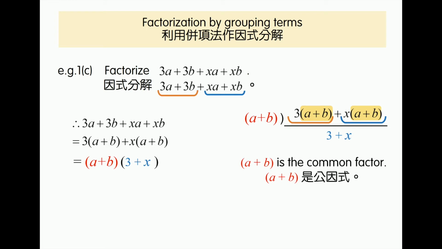In this process of factorization by grouping terms, after grouping, we did factorization 3 times. We did factorization once for 2 in front and again for 2 at the back. And then we take out what is the common bracket between these 2. So this method is actually doing what we have learned previously, but just doing it 3 times.